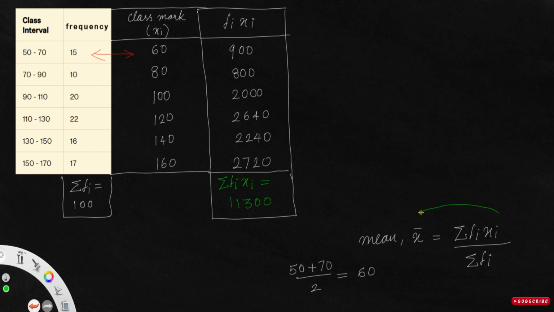When you put these values in the formula, you get x bar equal to 11300 divided by 100. It's easy, you can cancel these two zeros. So the mean will be 130. Clear? This is the direct method.